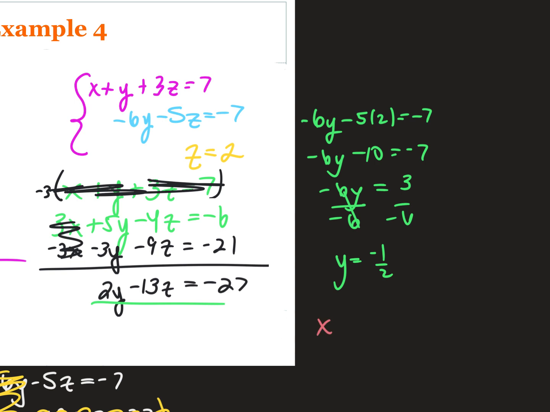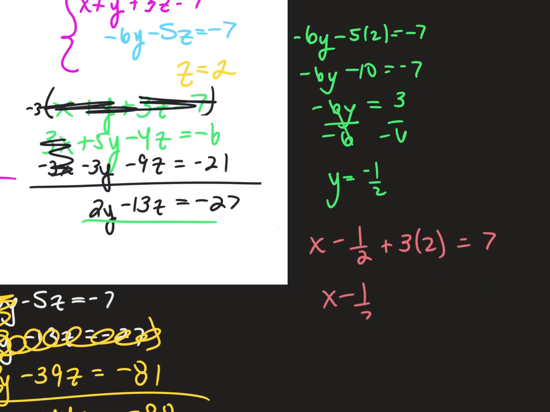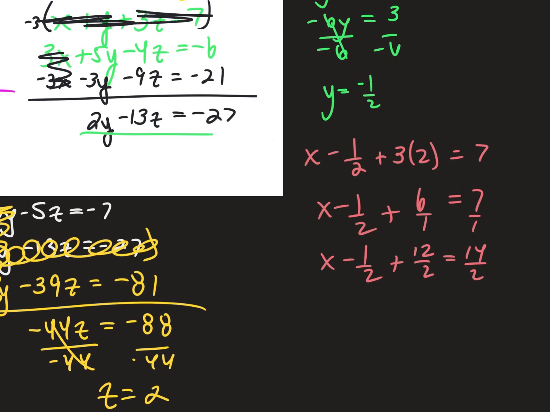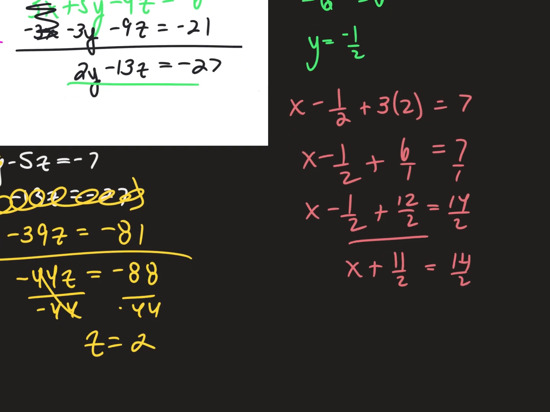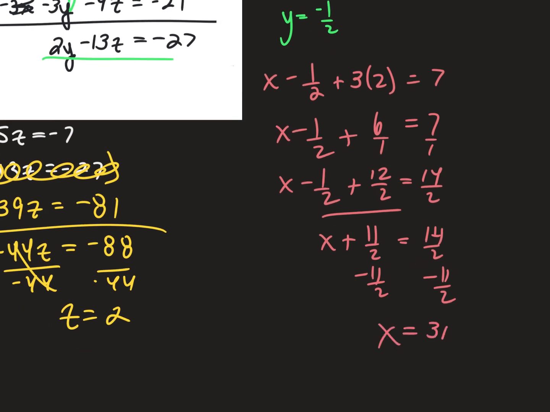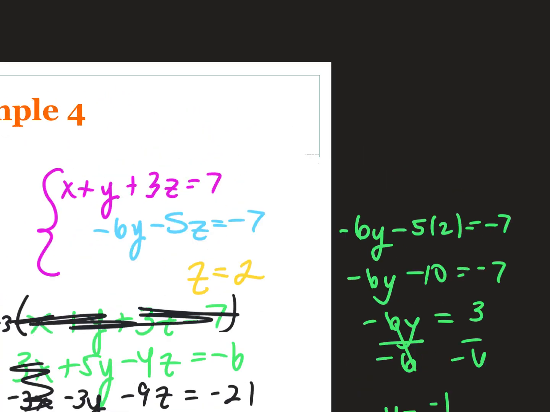So then let's look at finding out what x equals. So I have x minus 1/2 plus 3 times 2 equals 7. I'm going to say, okay, x minus 1/2, I have plus 6 equals 7. I'm going to go ahead and change everything into halves, just so it's a little easier to look at. So x minus 1/2 plus, well, 6 over 1 is the same as 12 over 2, and 7 over 1 is the same as 14 over 2. So when I combine right here, I have x plus 11 over 2 equals 14 over 2. And then when I subtract 11 over 2 from both sides, x equals 14 minus 11, which is 3 over 2. So my ordered triple in this case happens to have fractions in it, no big deal.